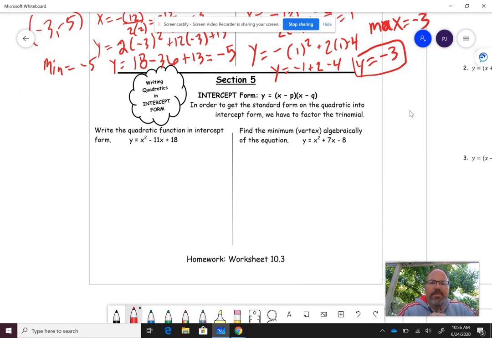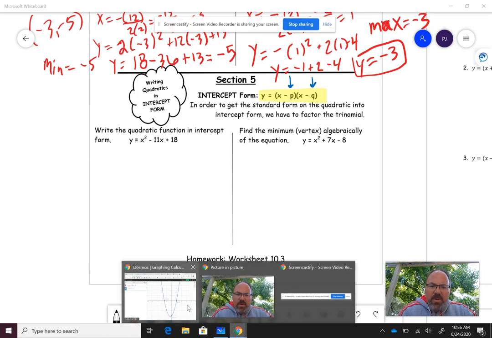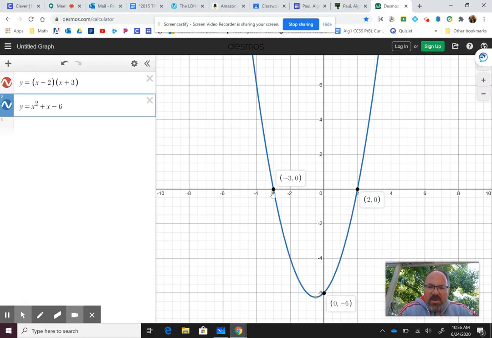All right, last one here. If we are going to write it in intercept form, okay, so this is intercept form. Remember the P and the Q represent our intercepts. Okay, if we were going to look back at graphs, remember intercepts. These are our intercepts right here at negative 3 and at positive 2 for this graph. Okay, this is intercept form.